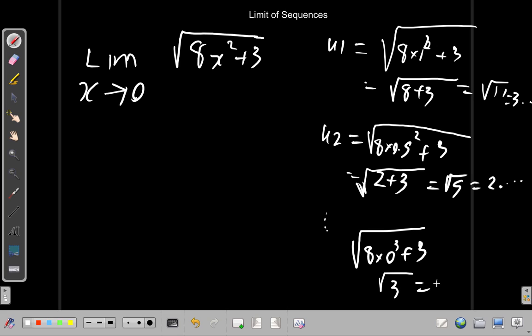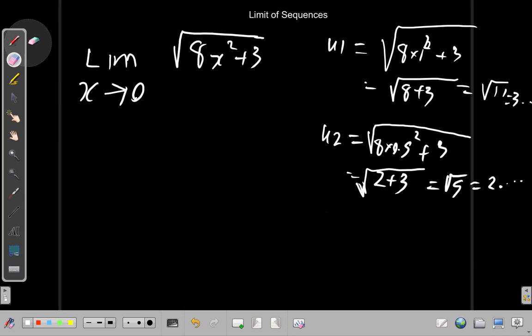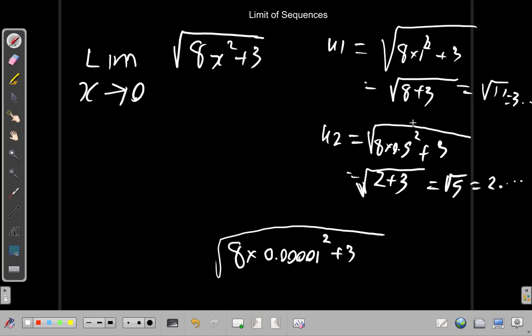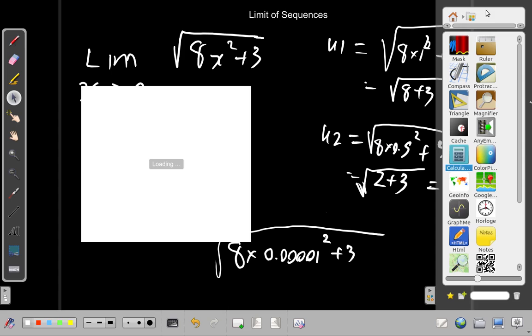Now, as we approach 0, 8 times 0. Just before we reach 0, suppose you try a number very, very close to 0 and say 8 times 0.00001 squared plus 3. What is this? Let's see. Let me get a calculator.